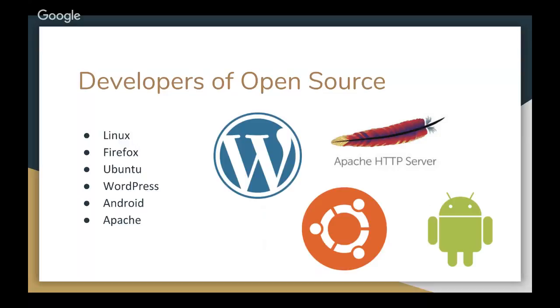There are some important developers of open source software. There's Linux, as mentioned before, a family of operating systems based on the Linux kernel, created by Linus Torvalds. There's Firefox, which is the Netscape web browser. There's Ubuntu, which is based on Linux. It's a popular platform for cloud computing. WordPress, based on PHP and MySQL, is a website creation platform. Android's a big one. It's an operating system also from Linux, used mainly for smartphones. And then Apache, which is a cross-platform web server software.